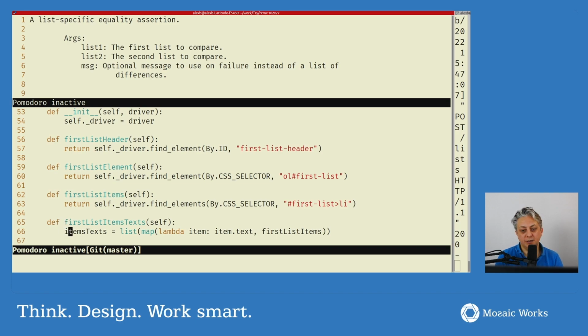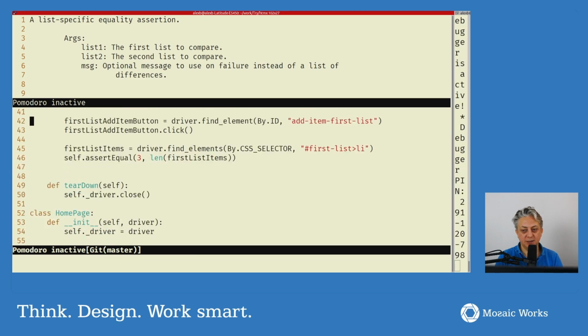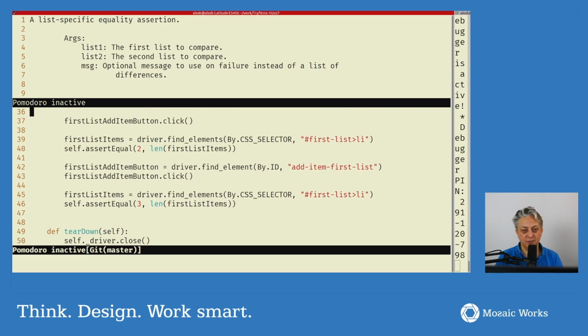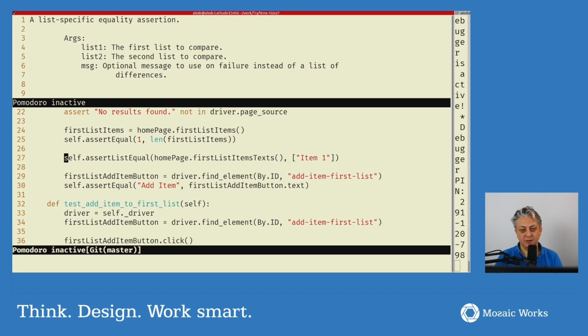Because what we have here would be self.first list items. And we could do return of this. First list items texts, and where are we? First list. Okay, so we could say first list items texts, homepage dot first list items texts equals to this.